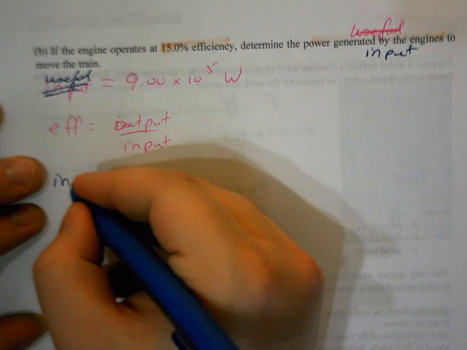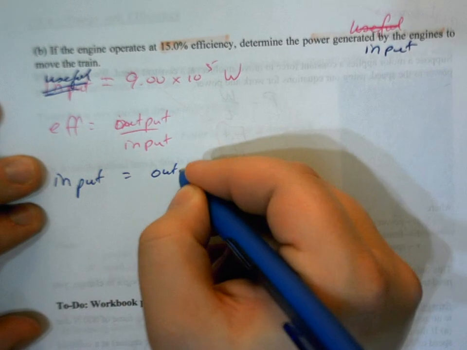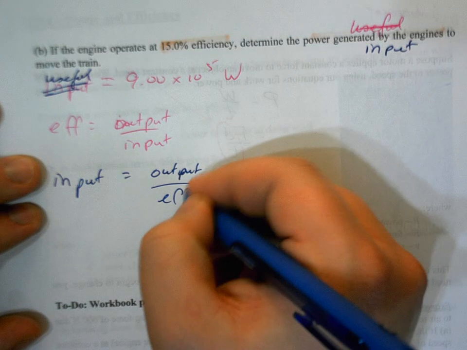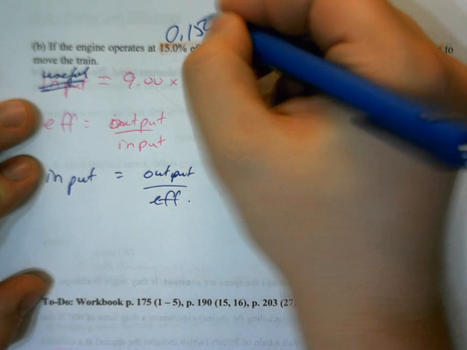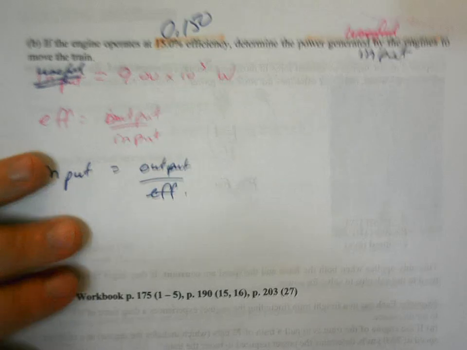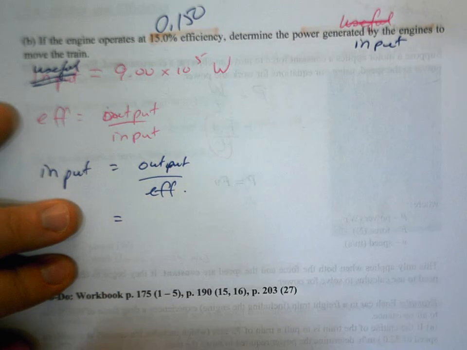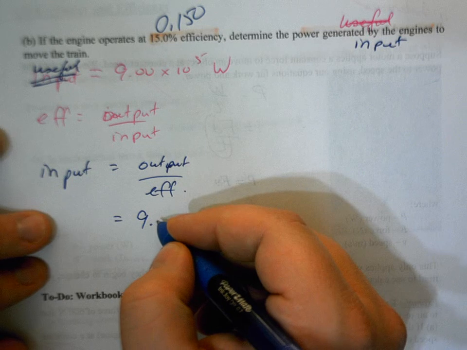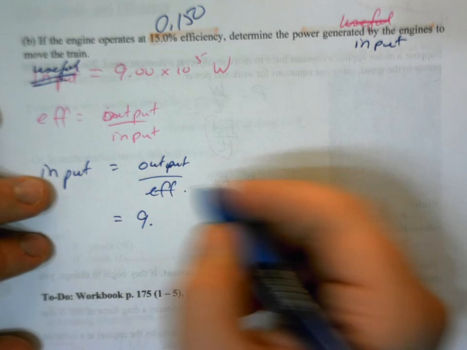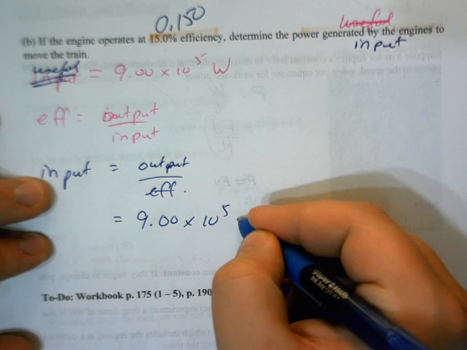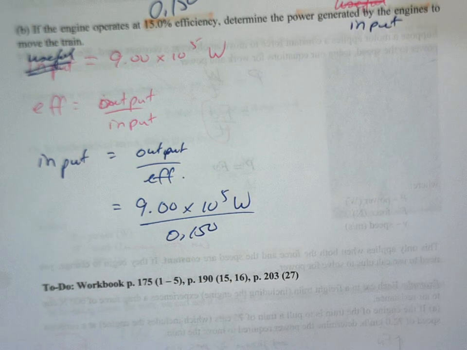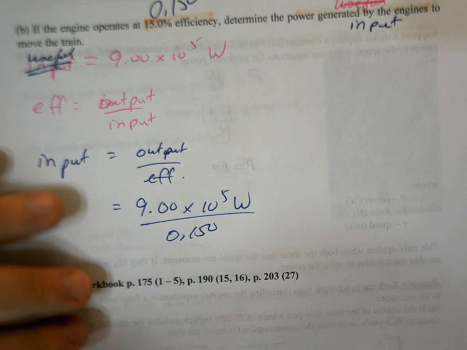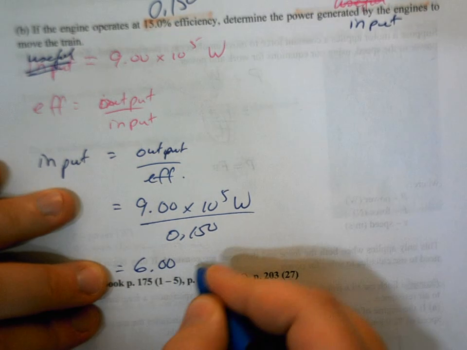So for us, the input is going to be the output divided by the efficiency. Now the efficiency is given as a percentage. We'd like to make sure that it's a decimal, so we're going to say it's 0.150. So our output that we just found, the output or useful work to get the train moving, is this 9 times 10 to the 5 watts. We're going to divide that by the efficiency as a decimal. So this is going to give me 6 times 10 to the 6 watts.